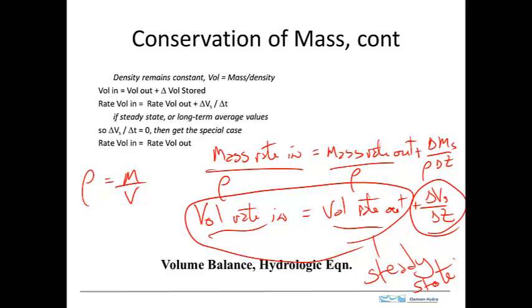Okay, so the key to having a volume balance work is that the density stays constant through the problem. And for many cases in hydrology, we're interested in water, and water density certainly can change. There certainly are situations where it can change, but for many of the things we're interested in, we can assume that it's going to stay roughly constant, and so we can take the principle of mass balance and then basically reduce it to the principle of a volume balance.